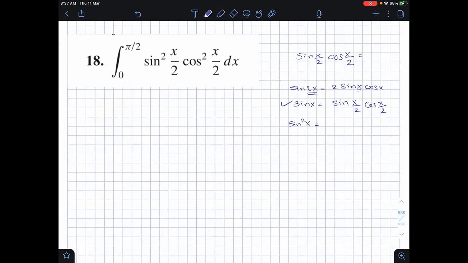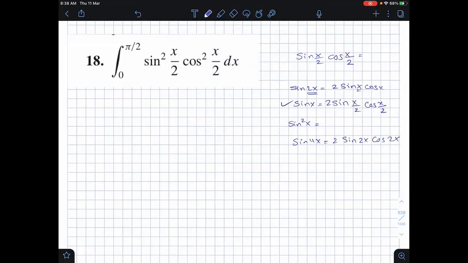Why did you remove the 2? Instead of 2 sin x cosine x it became sin x over 2 cosine x over 2? No, we don't remove the 2. It is 2 sin x over 2 cosine x over 2. And if it's for example sin 4x, what's the answer? 2 sin 2x cosine 2x, the half double angle identity. Okay, and so on.